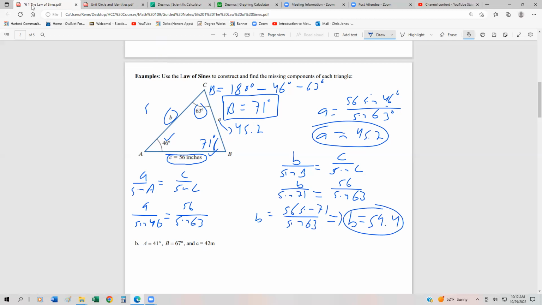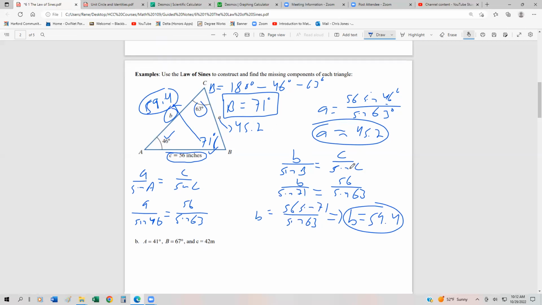And that makes sense over here on the triangle because notice that it's opposite of the largest angle, so it should be the largest. Okay, so that's how we go through and try to find these missing components.